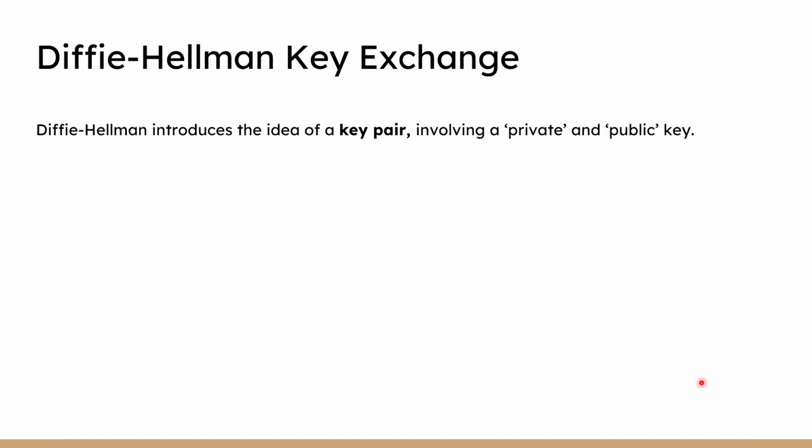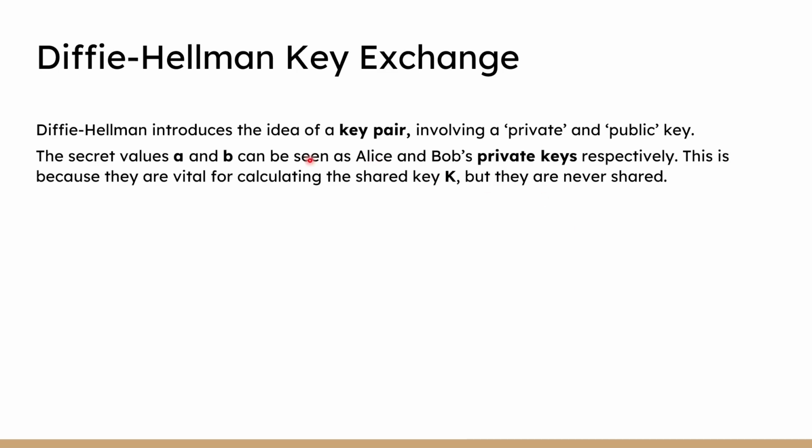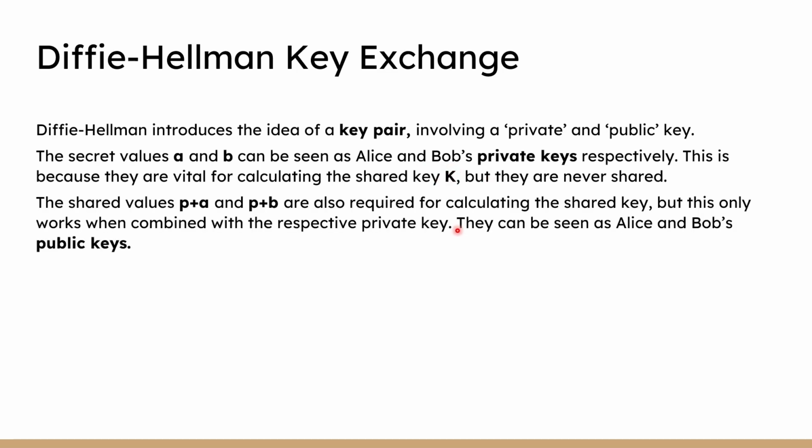Diffie-Hellman introduces this idea of a sort of key pair. So you have a sort of public and private key. The secret values, A and B, are never shared. These can be seen as private keys because they are vital for calculating the shared key, but they're never shared. And if they are, then the key is compromised. And the other shared values, the added values P plus A and P plus B, can be considered as public keys because anyone knows them. They were shared while the key was being set up, but they're also required to get the key.